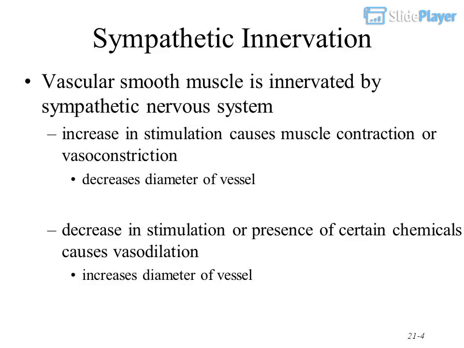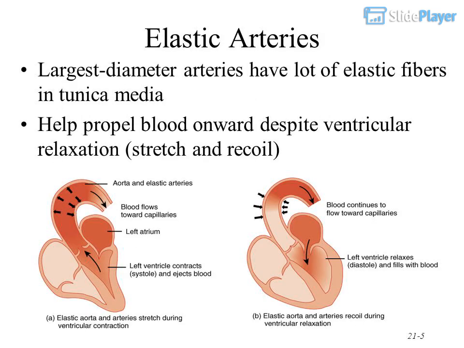Sympathetic innervation. Vascular smooth muscle is innervated by the sympathetic nervous system. An increase in stimulation causes muscle contraction, or vasoconstriction, which decreases the diameter of the vessel. A decrease in stimulation, or the presence of certain chemicals, causes vasodilation, which increases the diameter of the vessel.